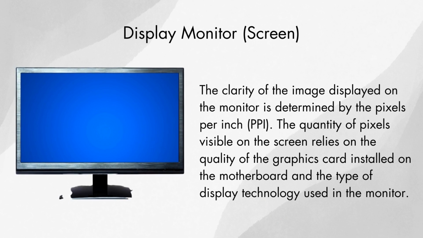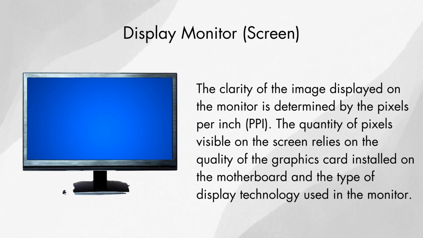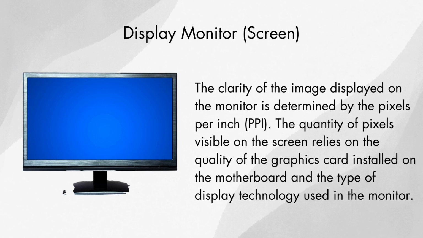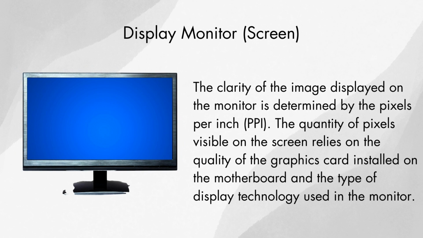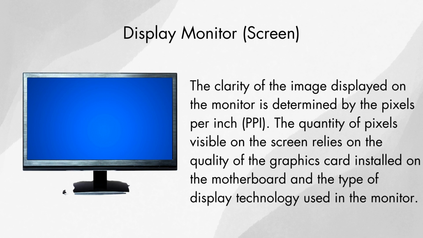The clarity of the image displayed on the monitor is determined by the pixels per inch, PPI. The quantity of pixels visible on the screen relies on the quality of the graphics card installed on the motherboard and the type of display technology used in the monitor.